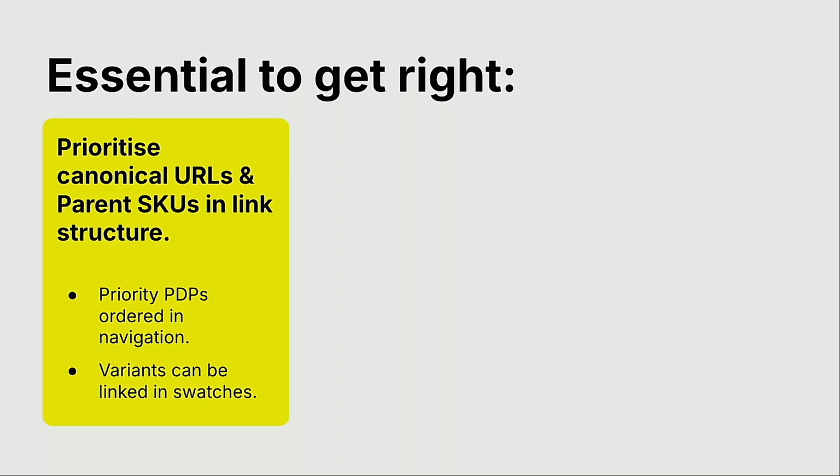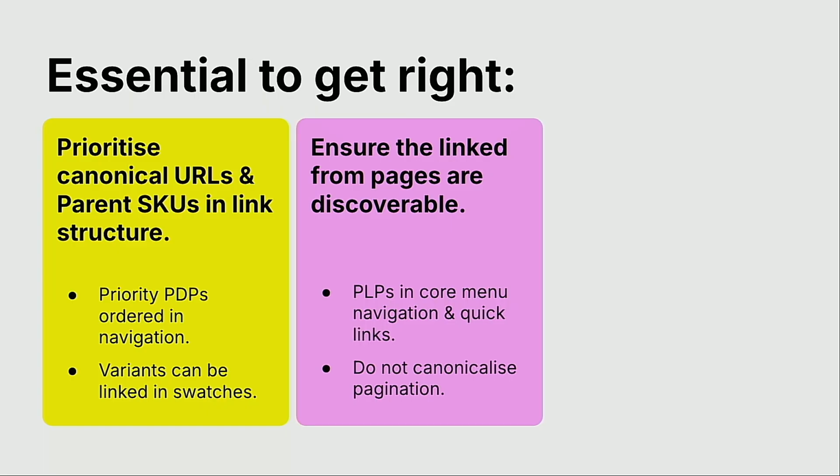So when you order your PDPs on your category pages by priority for, say, revenue purposes or what you want buyers to see first, this is also going to feed into what a crawler will see first. So you need to make sure your priority pages sit on that page one. Now, you also need to make sure that the linked from pages are discoverable. So if you're linking to all your PDPs in all the right ways, but the pages that house those PDP links aren't discoverable, then crawlers still aren't going to get to them. So make sure your priority pages are in your menu navigation.